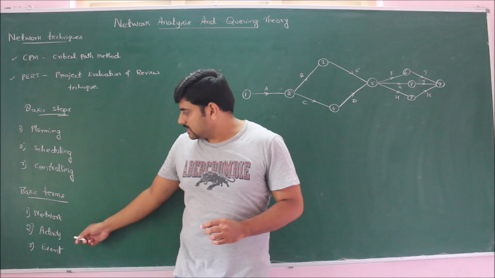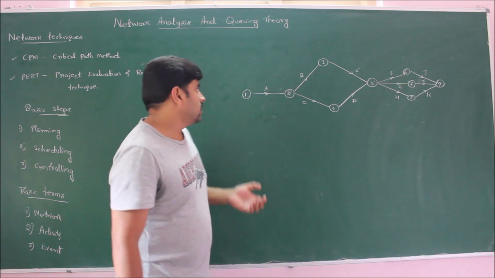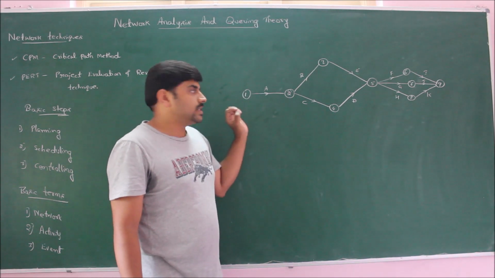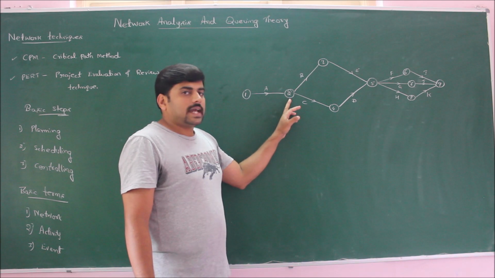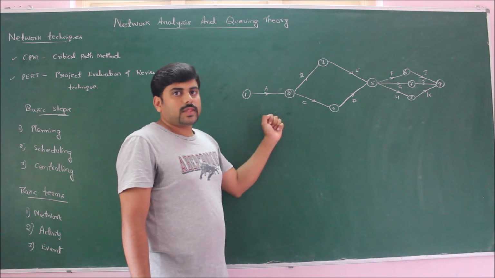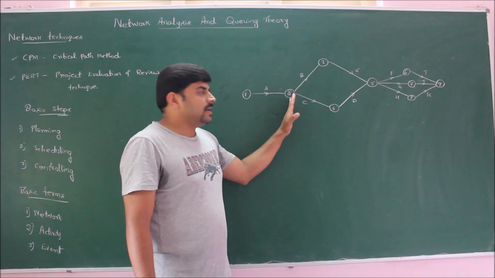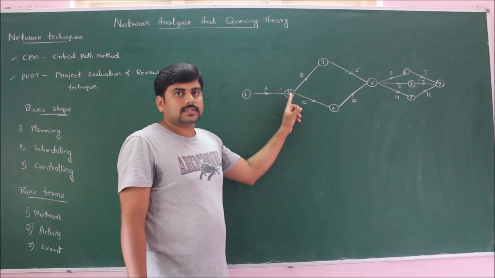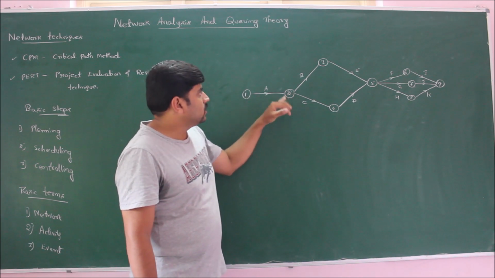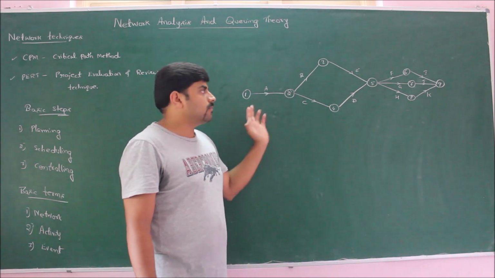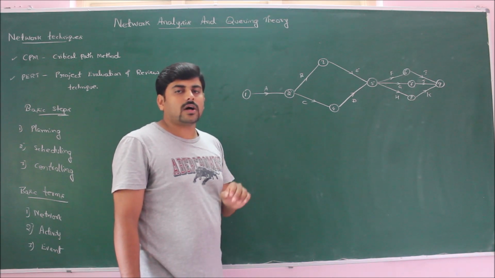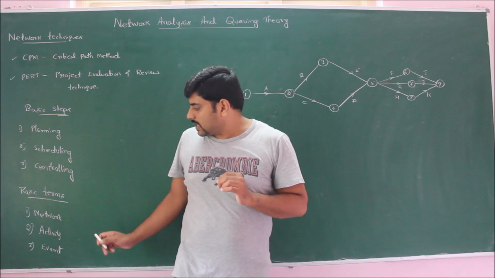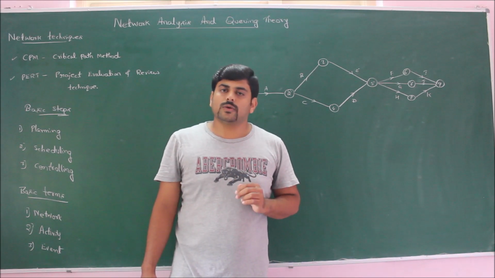Coming to the last basic term, that is event. An event is nothing but a node which gives us the time specification of an activity. That is, it specifies the time of completion of an activity or beginning of any activity. These numbers 1, 2, 3, 4 till 9 which I have marked in this network represent the events or nodes. Hope the basic terms network, activity and event are clear to you.